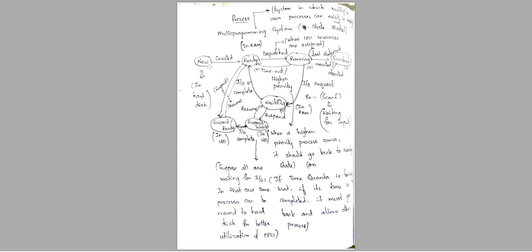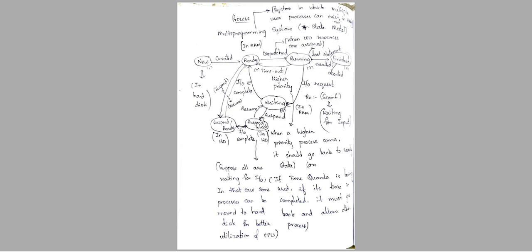Here when the process is in the waiting state, 2 things might happen. Suppose there are many processes in the waiting state, that is many processes are waiting for IO. So for better utilization of CPU, some processes are sent into hard disk, that is they are removed from RAM in order to utilize CPU in a better manner. So that state is known as suspend block state. So in this state, the processes are present in hard disk. In waiting state, the processes are present in RAM.